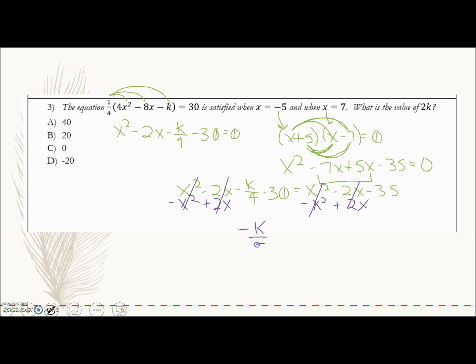Now I'm just left with negative k over 4 minus 30 equals negative 35. I'm going to add over that 30. So negative 5 equals negative k over 4. You can just put the negative 5 over 1 and cross multiply. That'll get you negative 20 equaling negative k. So that means positive k would equal positive 20. However, they're asking the value of 2k, so 2 times 20 is 40.